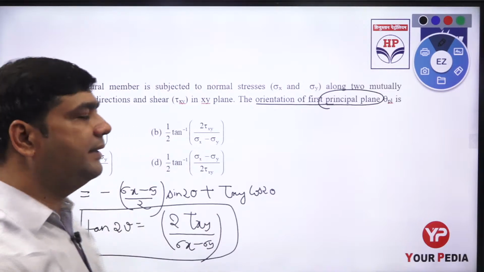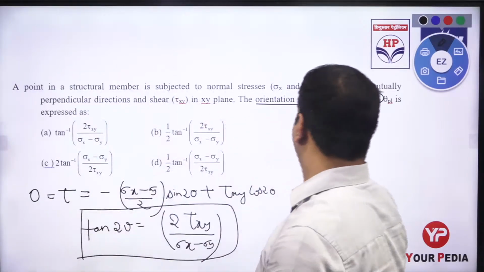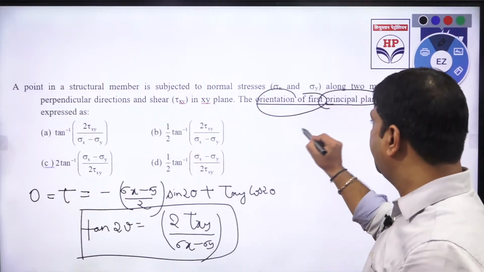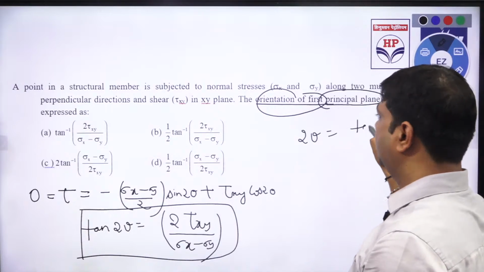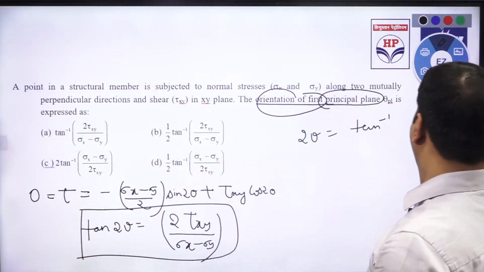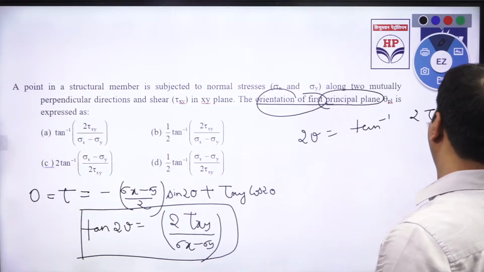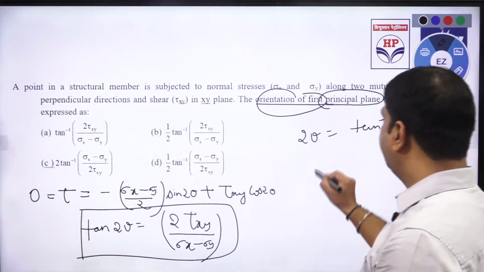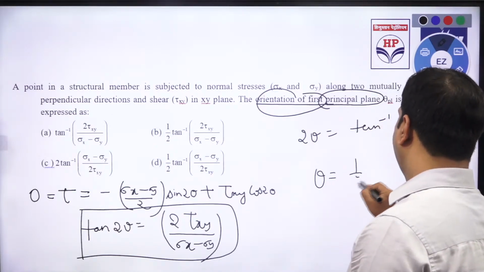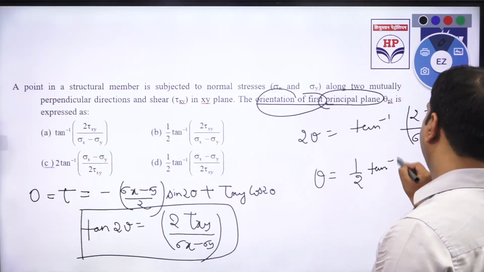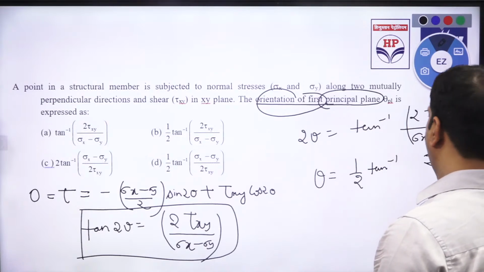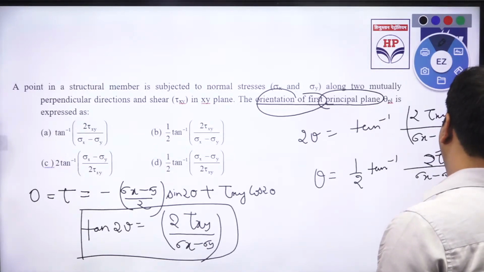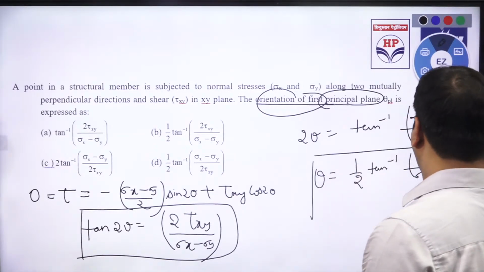But it is asking for the orientation of the principal plane, just the theta. So 2 theta equals tan inverse of 2 tau xy upon sigma x minus sigma y. So the theta value comes to be 1 by 2 tan inverse of 2 tau xy upon sigma x minus sigma y. Did you get it? So this is the value of theta.